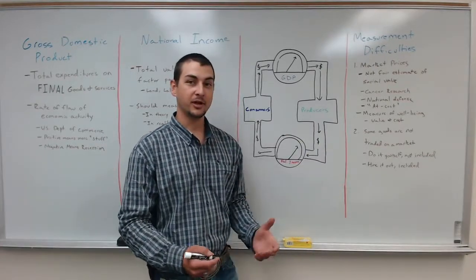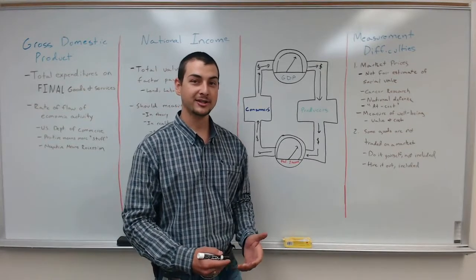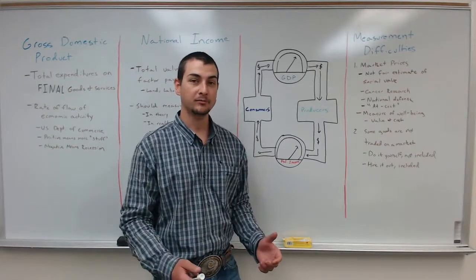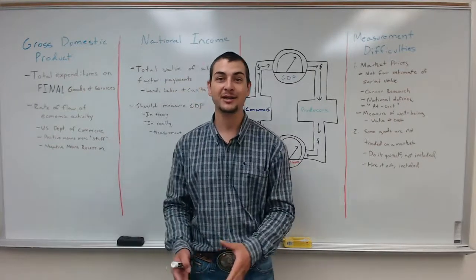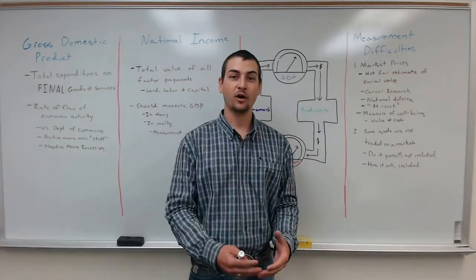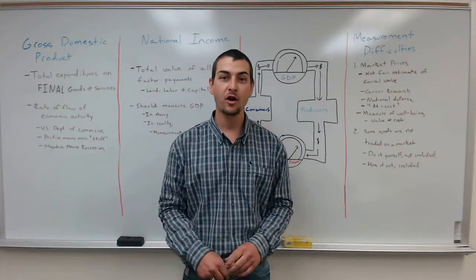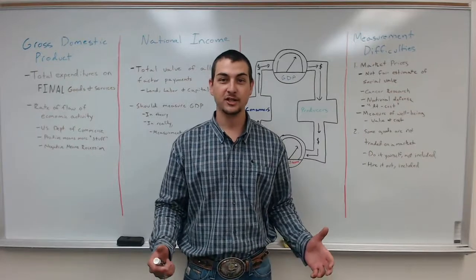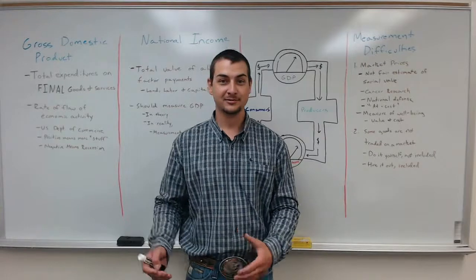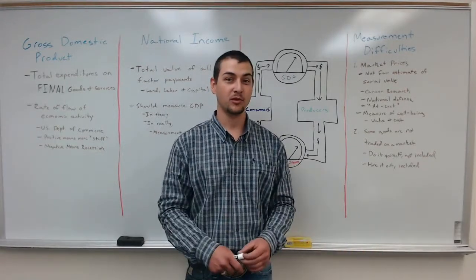Another major measurement difficulty is that some goods are not traded on the cash market. The perfect example that your book uses is a stay-at-home mom. A stay-at-home mom is providing an economic service to the country by staying at home and taking care of their kid. They are providing an economic service and working very hard at it, but it's not measured in GDP. As far as GDP is concerned, a stay-at-home mom really doesn't count. Why? Because it's not being traded on a cash market.